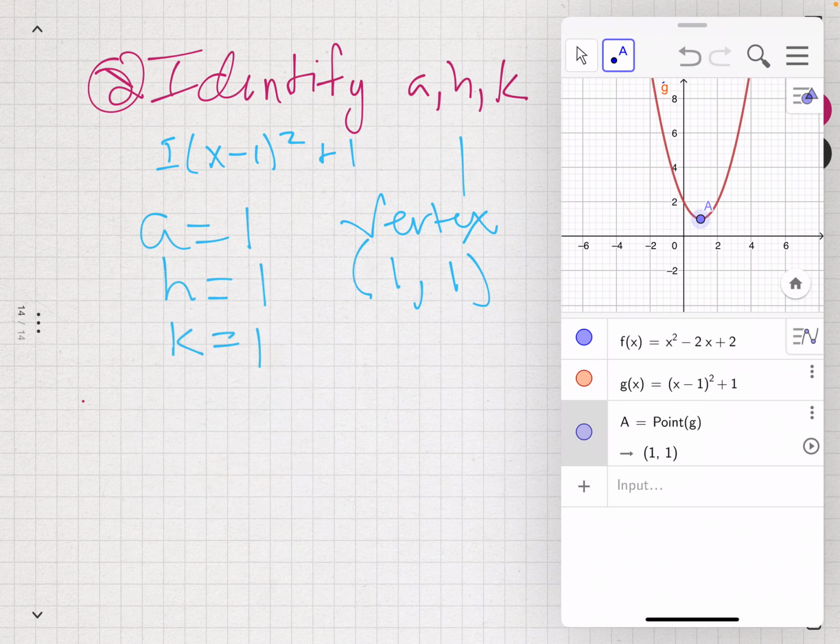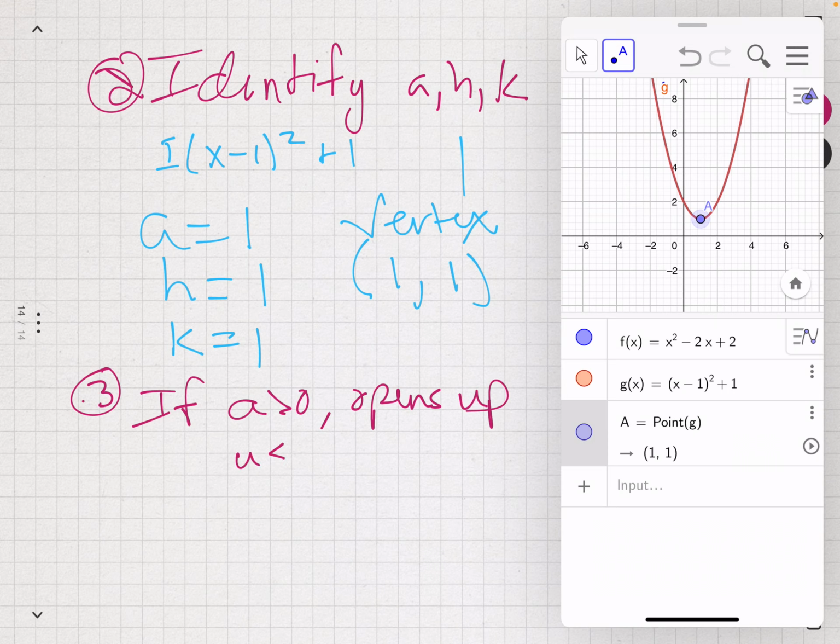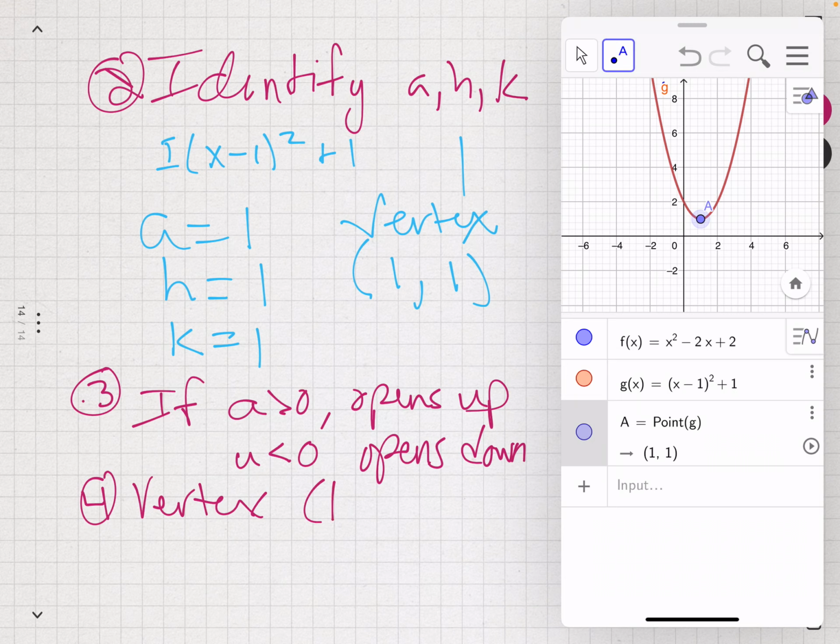And then the next step is if A is greater than 0, opens up. And if A is less than 0, opens down. 4, we know our vertex is H, K. 5, we can also find x-intercepts if there are any. So let me talk about x-intercepts with this example.